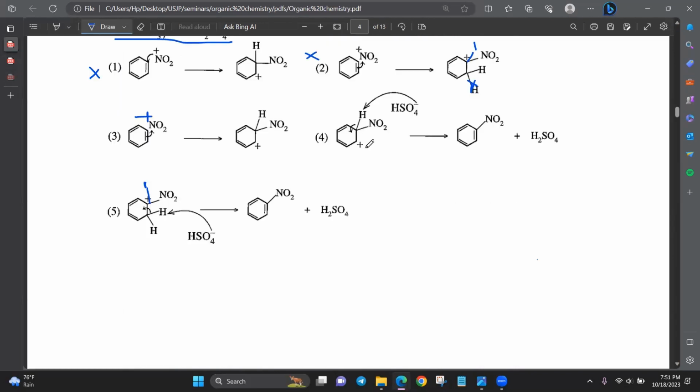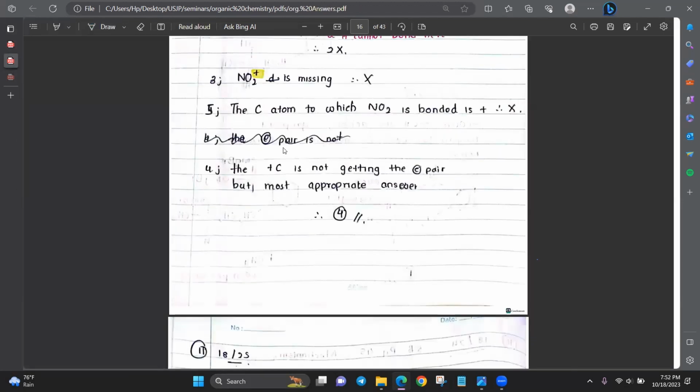In the fourth one, this is the correct answer. This is the most appropriate answer. This is what is happening: HSO4 minus coming and this step is correct. But here, this arrow should come to this carbon. They have not mentioned it properly, but this is the most appropriate answer. So we are going to answer number 4.